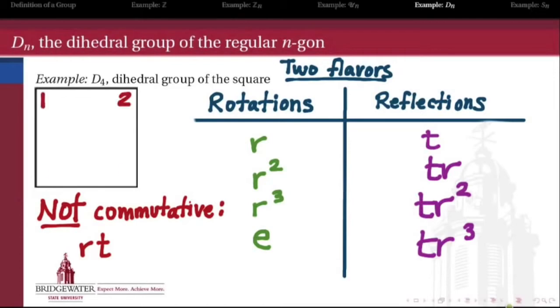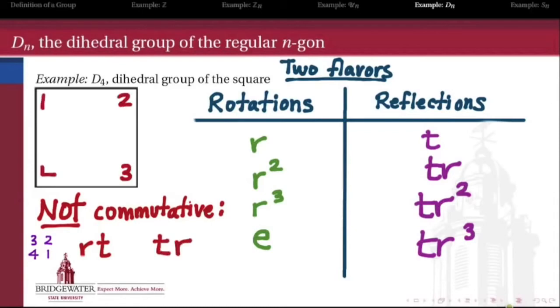So what is RT? Well, T, which is the first thing we'll look at, describes flipping the square about its horizontal axis, followed by R, which means rotating that square 90 degrees counterclockwise. So at the end of the day, if I started with 1, 2, 3, 4 labeled the way that they were labeled, what I end up with is 3, 2, 4, 1. So that's how we can think of the symmetry RT.